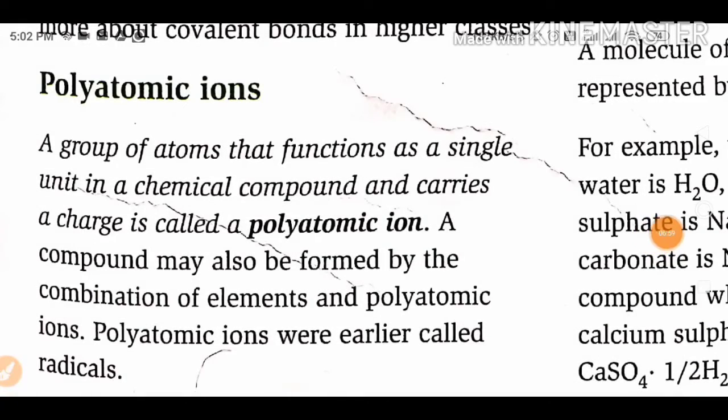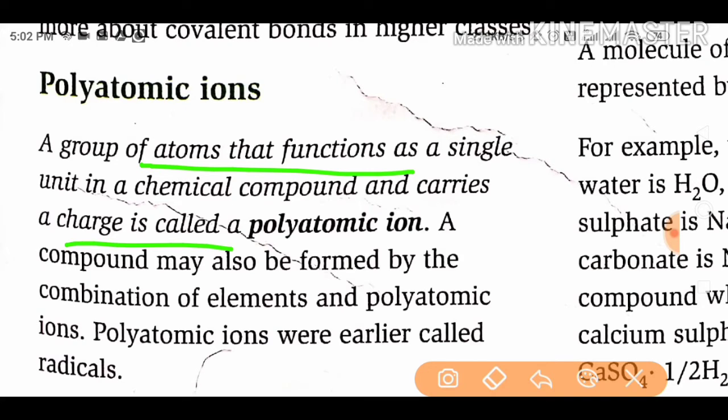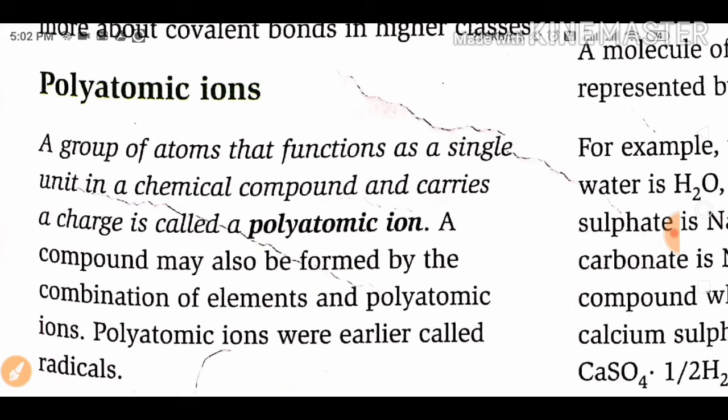Now, polyatomic ions. A group of atoms that functions as a single unit in a chemical compound and carries a charge is called a polyatomic ion. A compound may also be formed by the combination of elements and polyatomic ions. They were earlier called radicals. The term radical is now known as polyatomic ion.